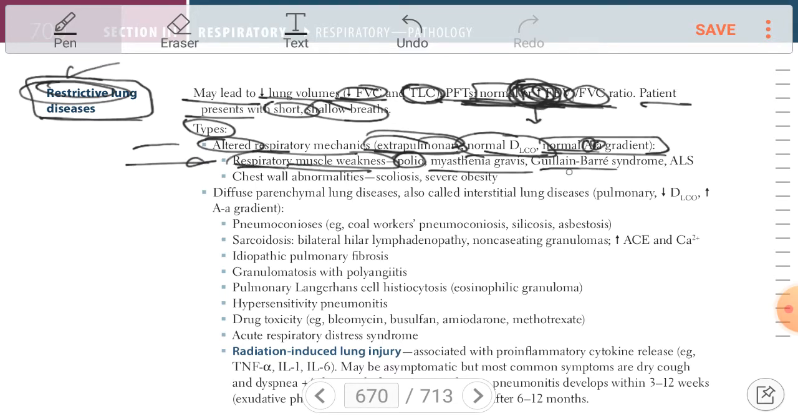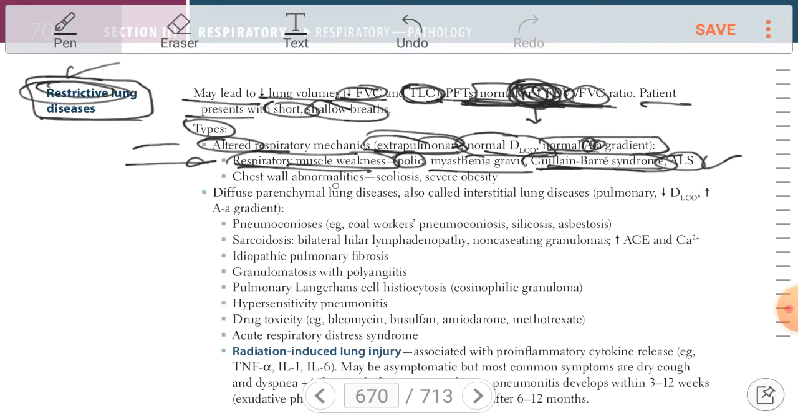Then Guillain-Barré syndrome. What is meant by it? There is a GIT infection or respiratory infection, then after it there is a neurological disorder, paralysis. So paralysis following GIT infection or respiratory infection is called Guillain-Barré syndrome. Then ALS, amyotrophic lateral sclerosis. It's called a motor disease because it affects the upper motor neuron and lower motor neuron.